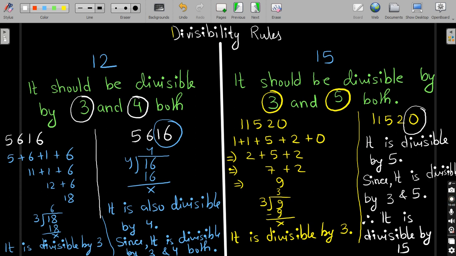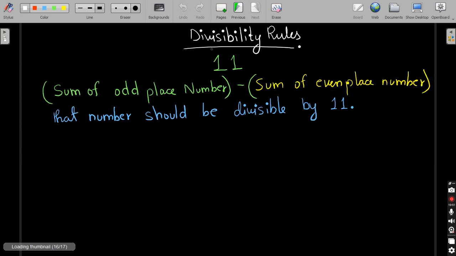Now let us move to the next slide. That is, we need to check the divisibility rule of 11. So what is the divisibility rule of 11? The sum of the odd places numbers minus the sum of the even places numbers should be divisible by 11. Now let us check by taking one example so that it will be easy for us. For example, 7348, we need to check.